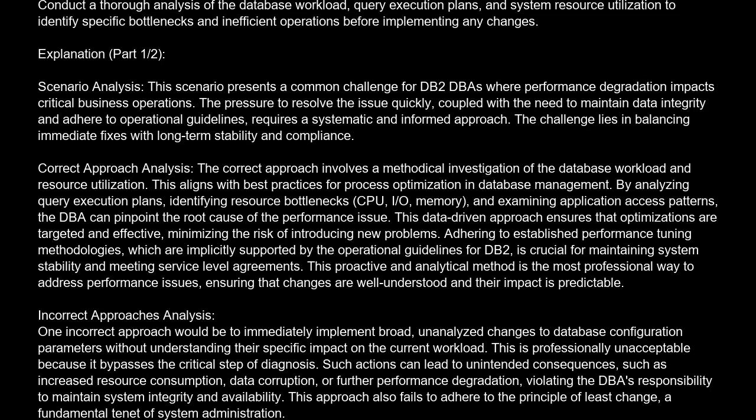The correct answer is A. Conduct a thorough analysis of the database workload, query execution plans, and system resource utilization to identify specific bottlenecks and inefficient operations before implementing any changes.